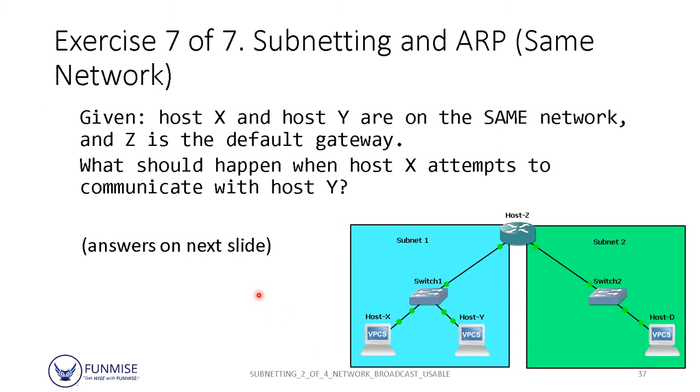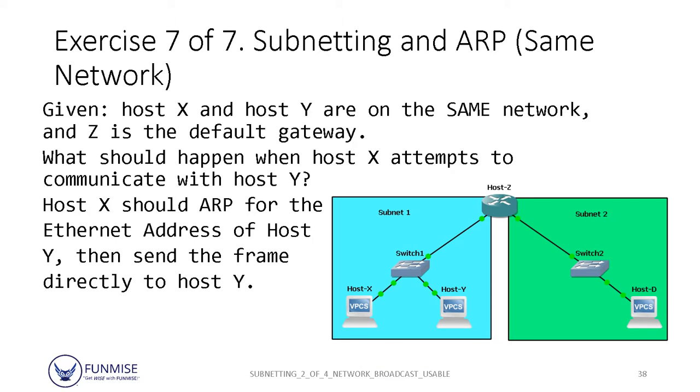Exercise number 7, subnetting and ARP, same network. Host X and host Y are on the same network, and Z is the default gateway. What should happen when host X attempts to communicate with host Y? In this case, host X should recognize that host Y is within the same subnet. It should ARP for the Ethernet address of host Y, so it can then send this frame directly to host Y.